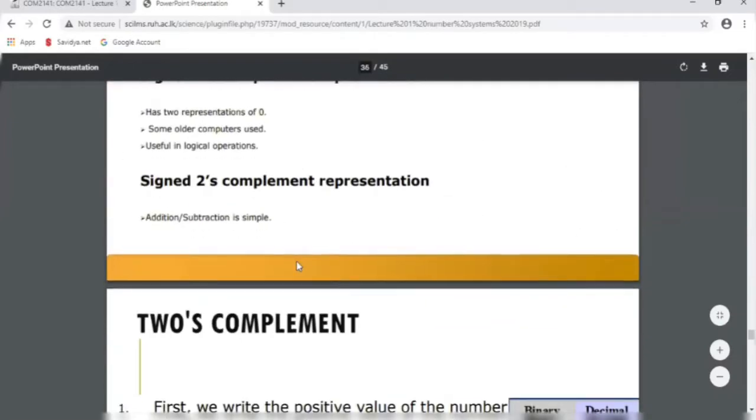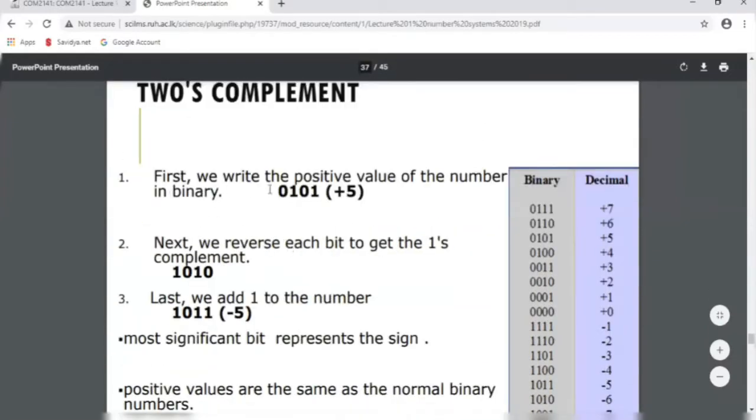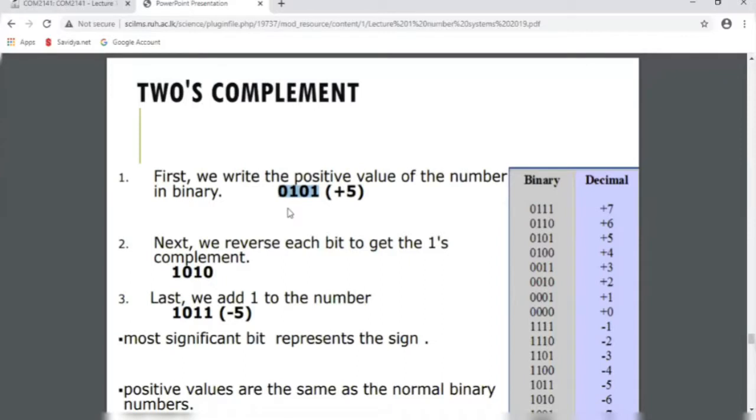So how do you convert a number into 2's complement? So first we write the positive number in binary. So you can see plus 5 is represented by 4 digits in this form. Then we reverse this to get the 1's complement. So the 1's complement representation of any number is taken by converting each and every bit into its opposite. Okay, opposite means 1 is converted into 0 and 0 is converted into 1. So now we have got the 1's complement. After getting that, to get the 2's complement number, what we do is we add 1 to the number.